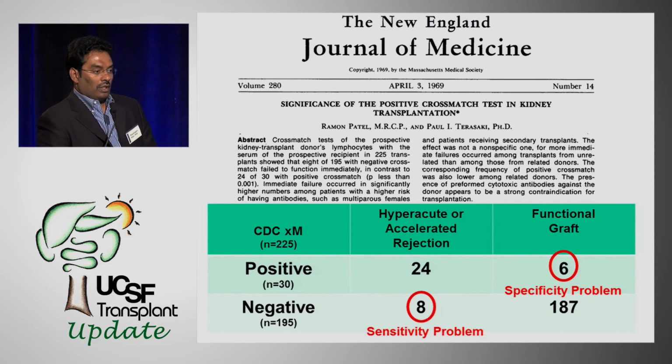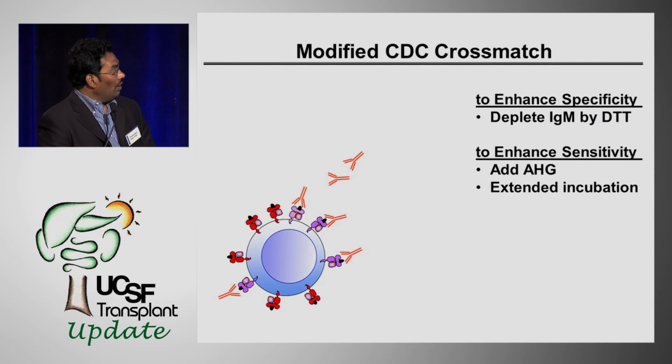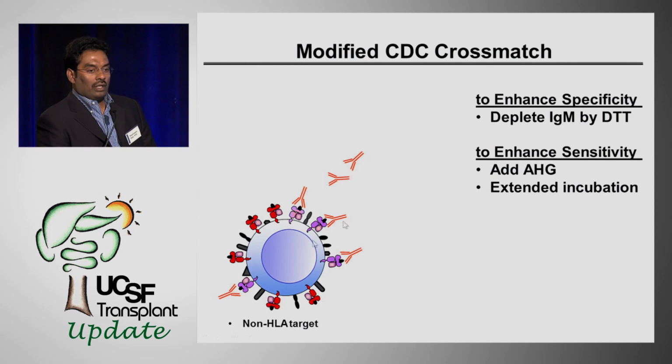But still, the cross-match is used as the clinical test, but it's not too sensitive or not too specific. There are some false positive and false negative reactions. So people tried to eliminate these false positive and false negative reactions by simply modifying the test procedures. If you look, the cells are not only expressing HLA molecules. They express other junk proteins.